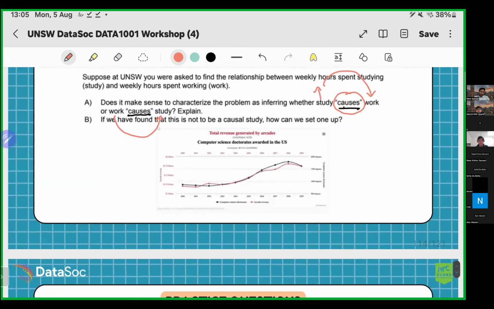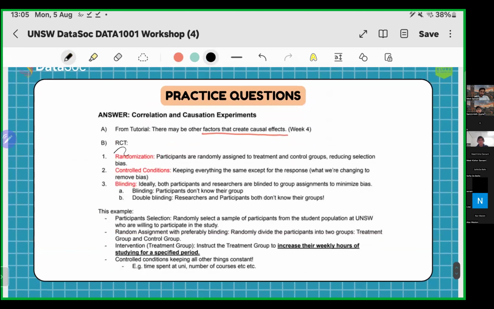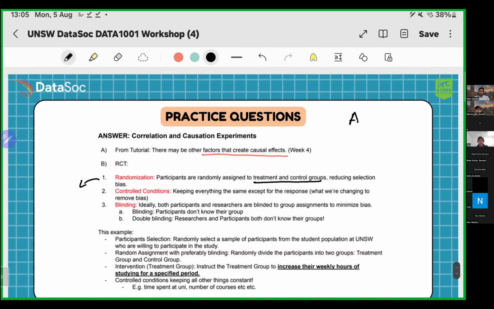So what is the second part? If you have found that it is not a causal study, how can we set one up? So RCT is like the golden rule of causal inference. Everybody uses RCT. And the primary thing about RCT is that participants are randomly assigned to treatment and control groups. That is, you have two groups, A and B. A has been given the treatment and B has not been given the treatment. Treatment basically means your study.